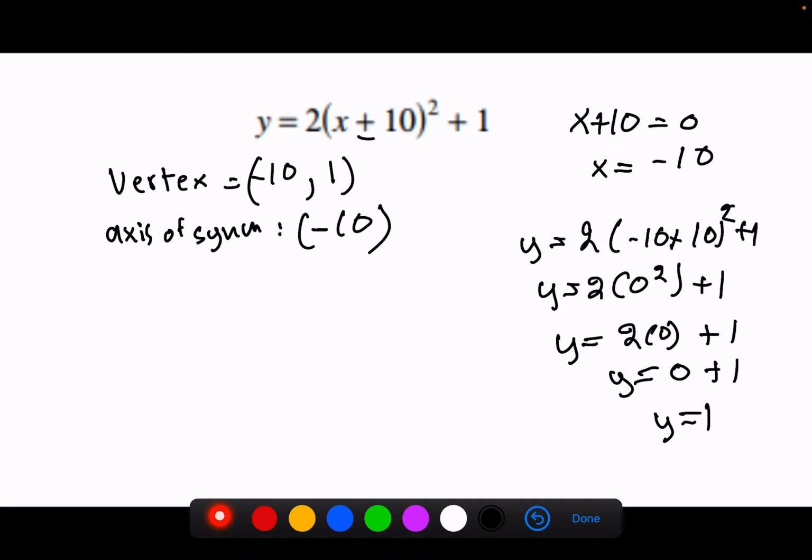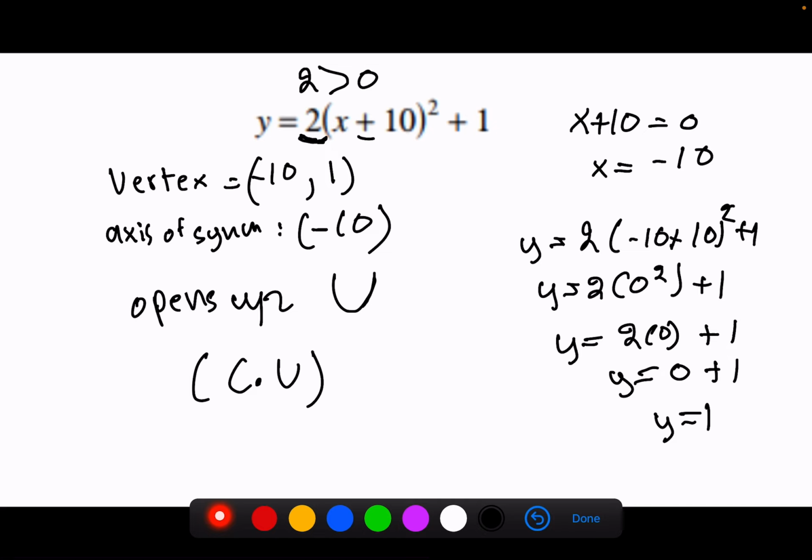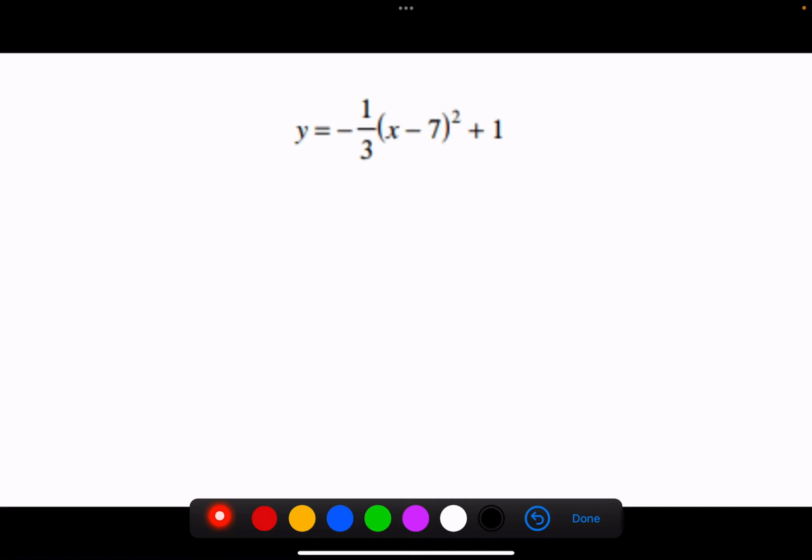So now we want to know if we open up or we open down. Well, you look at the leading coefficient here. So our a here, in this case 2, is greater than 0. In all cases 2 is greater than 0. But in this case, our leading term is greater than 0, is positive, so that means that we'll be opening up. So opens up like this, or you can write concave up. So let's move on to the next problem here.